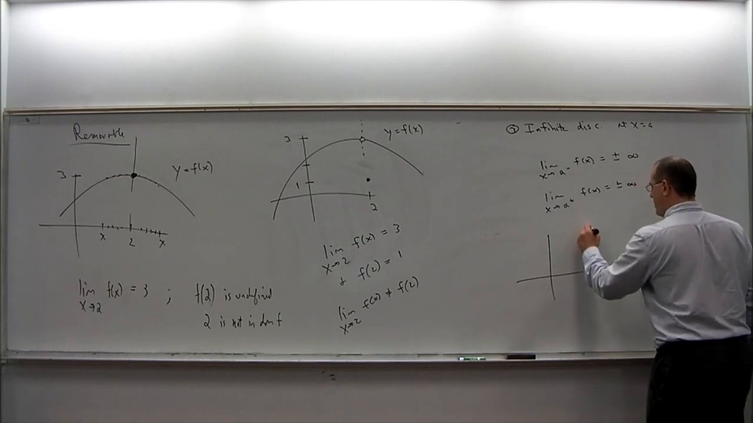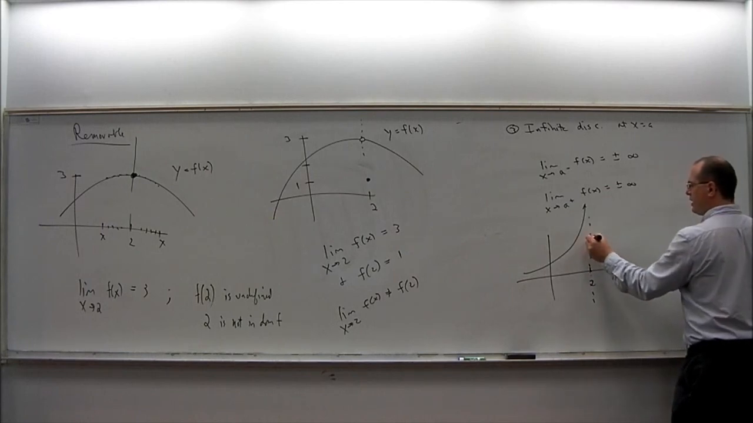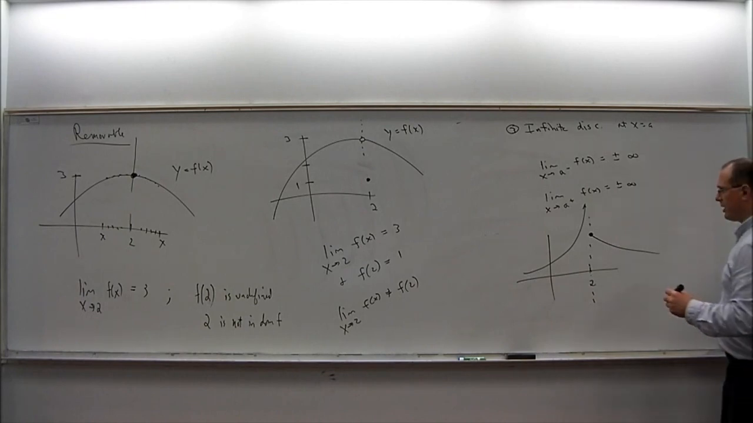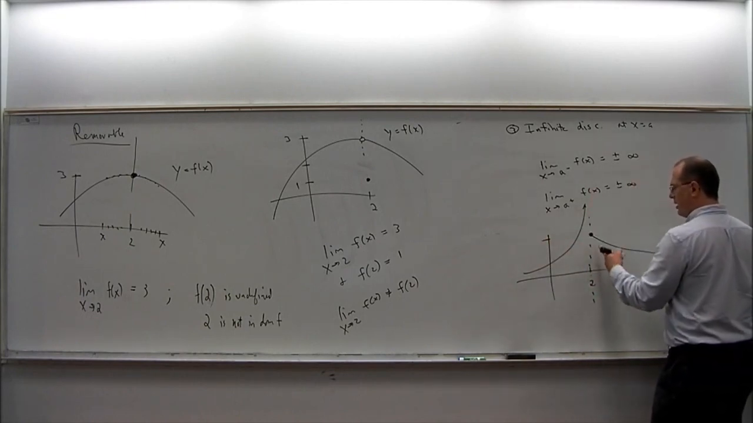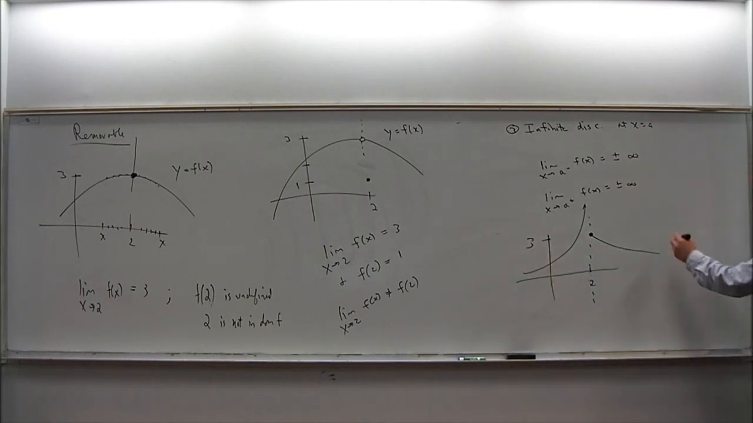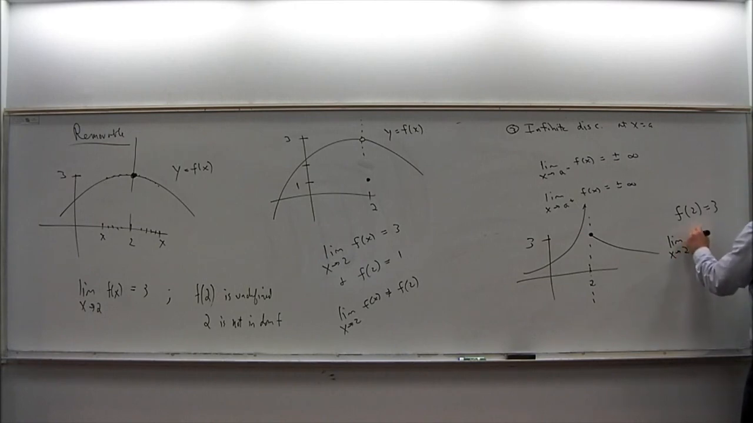So let's say this is 2 again. Let's draw the vertical asymptote. And let's just say that the curve actually, for whatever reason, is nice on the other side of the asymptote, and even at the asymptote has a value there, 3. So here we see that f of 2 is equal to 3, so the function is defined at 2. However, the limit as x approaches 2 from the left of f of x is equal to plus infinity. The left side limit is plus infinity.